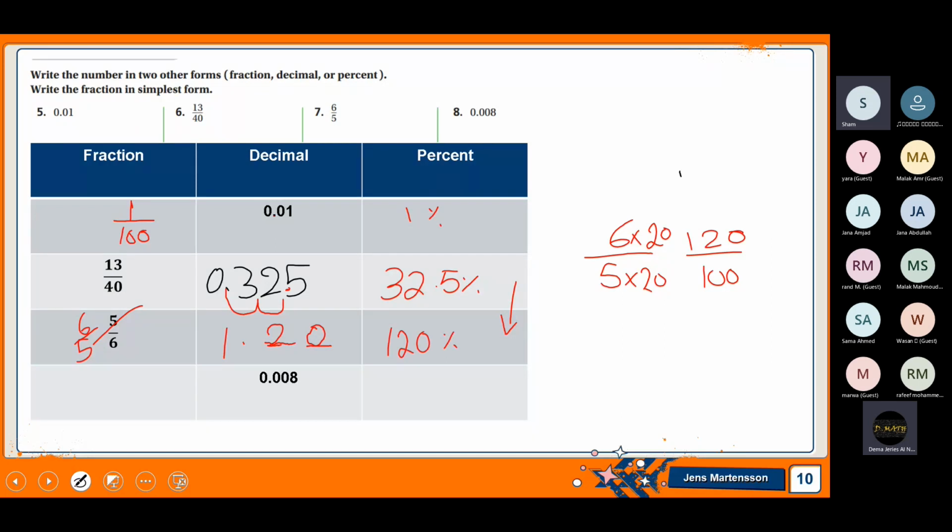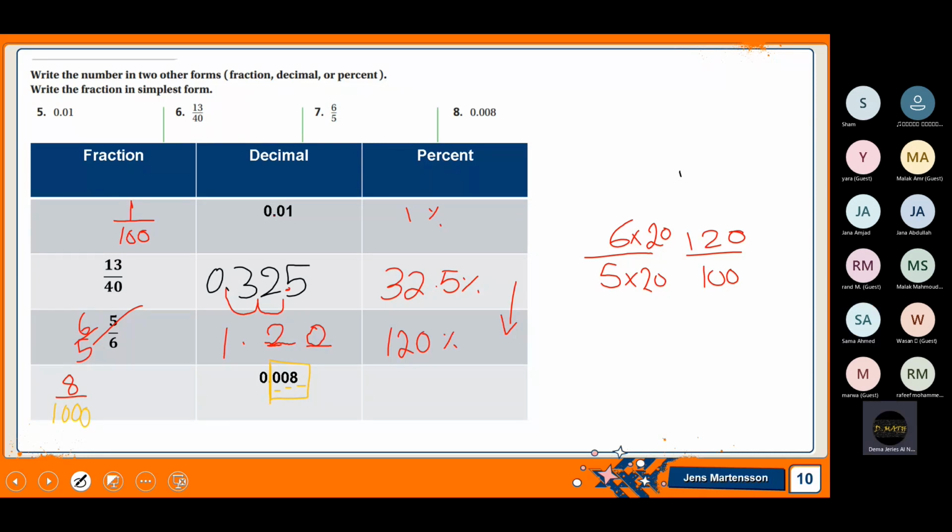The last one now. Sama. Yes, teacher. 0.008 decimal. How do you write it as a fraction? Yalla, hurry up. Okay. 8 over what? 8 over 100. Why 100? How many digits do you want to reach after the decimal point? After the decimal point, 3. So it will be 8 over 1,000.